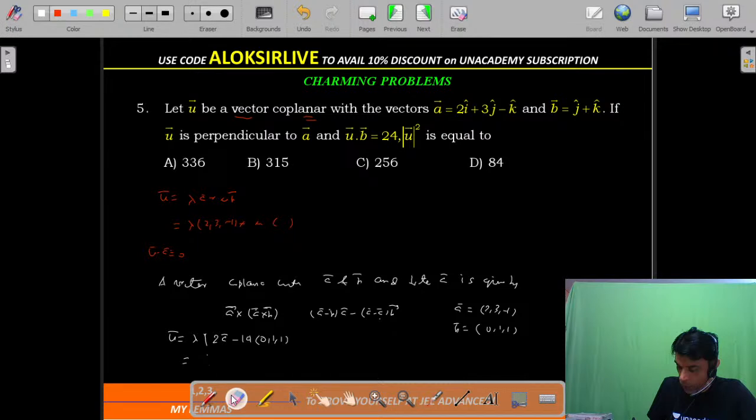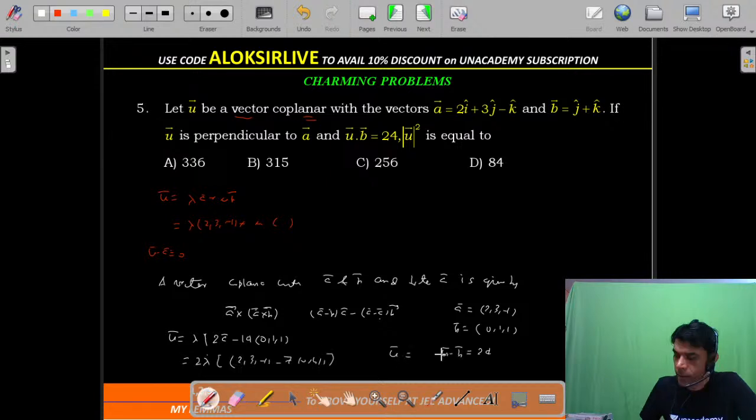So once I get this vector u, I can calculate u dot b. U dot b is 24, given. So from that I will get lambda. And after getting lambda, you will get your answer for modulus of u square. So is the method clear? Is the method clear?